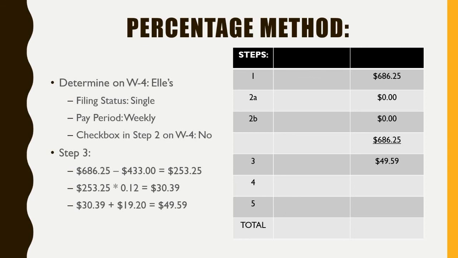I don't know why they have it in that table, but it makes sense if you think of it this way: you subtract E, multiply by D, add C. I don't know why they had it that way, but that's how you read the table. So that's how I figured out how much federal income tax withholding I am going to be charging for step 3 here.